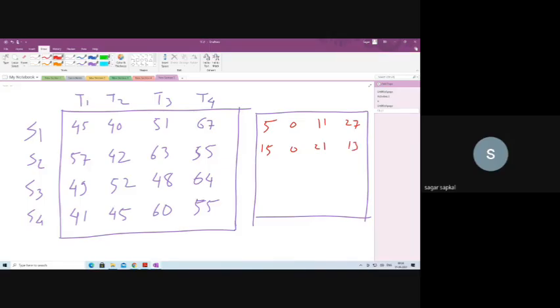Is it okay? Okay, next. What is the smallest element in the third row? 40. Is it okay? What is the smallest element in the fourth row? 41. Okay, subtract that from every element of that particular row.